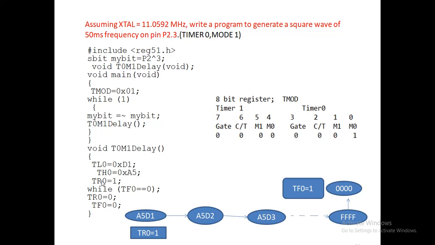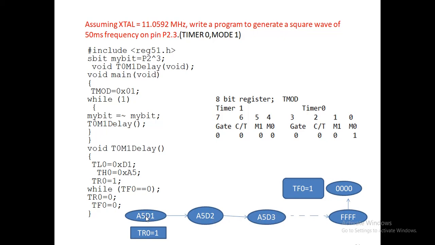Once you load, you have to start the timer. As a programmer, you have to start the timer; the controller will not start the timer automatically. TR0 is equal to 1. Once this timer starts, the register increments from whatever value you loaded. A5D1 is loaded in TH0 TL0. Once the timer starts, it will increment to A5D2, then A5D3, A5D4, and so on.